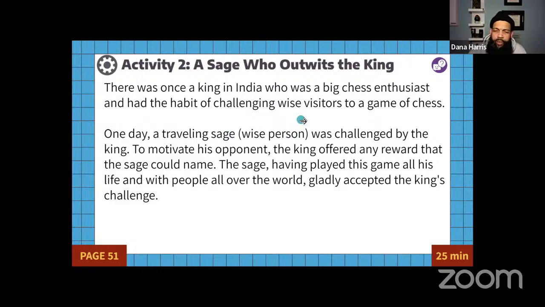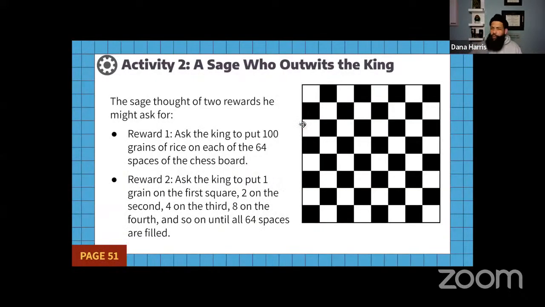So the sage was thinking, hey, I got two rewards that I would ask for. And in the first reward, as you can see, reward one, he would ask the king to put 100 grains of rice on each of the 64 spaces of the chessboard. Okay. So if you count those out, there's 64 spaces in the chessboard.